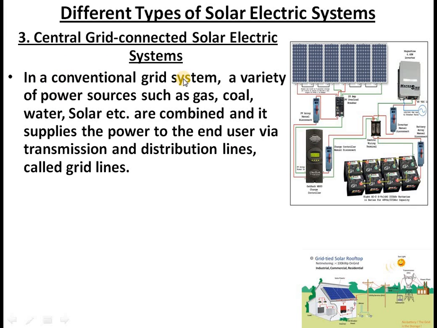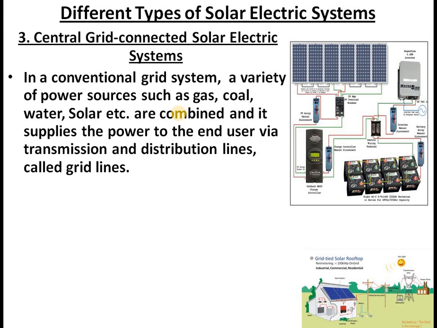So in a conventional grid system, a variety of power sources such as gas, coal, water, etc. are combined together. Usually the national grid system depends on many power sources. A hydroelectric project will be there, a thermal power plant will be there, a nuclear plant will be there. Similarly, a solar power plant. From a solar electric system, a giant megawatt or gigawatt system, they generate electricity and supply it to the grid system.